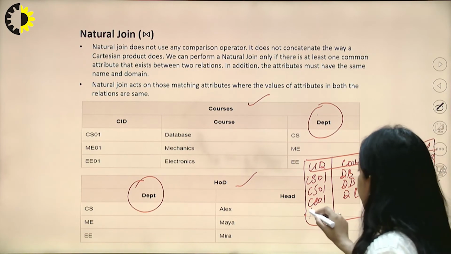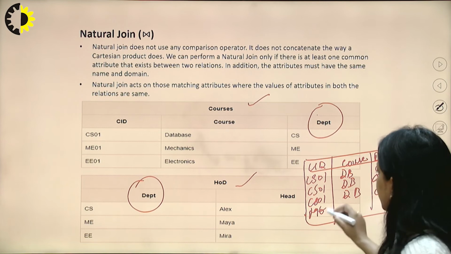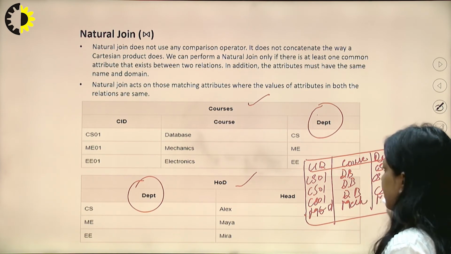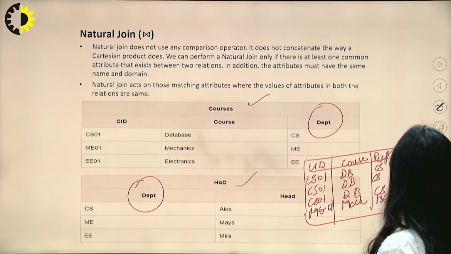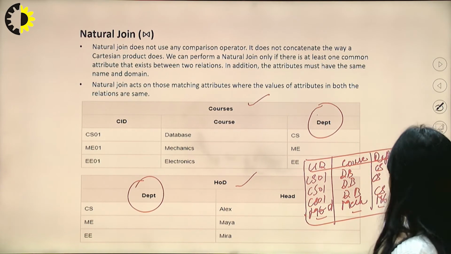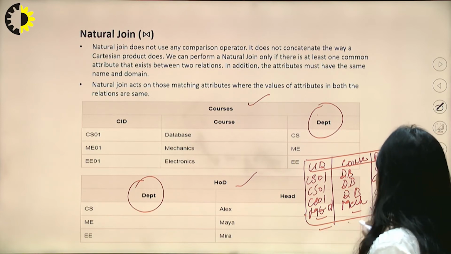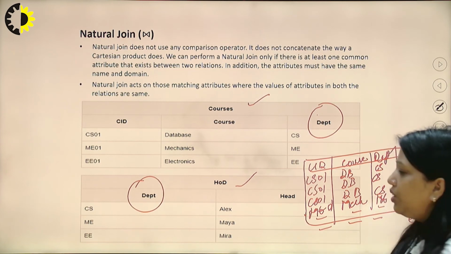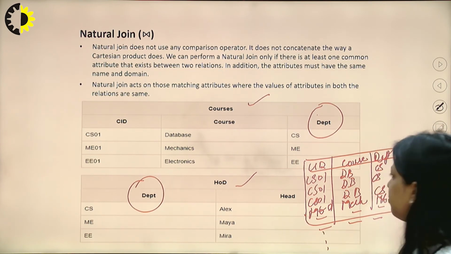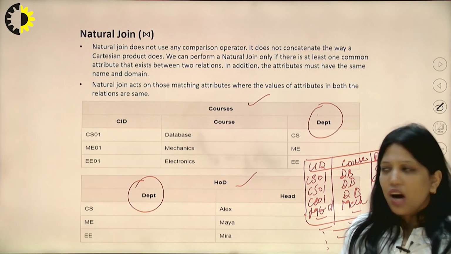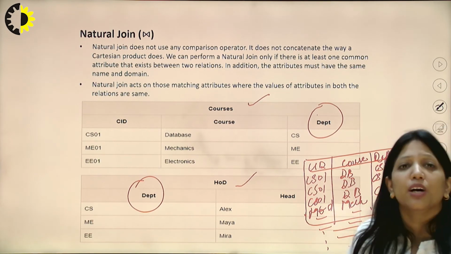In the same way, we apply it for the second tuple of relation 1, that is ME01, mechanics, ME, CS, LX. Then the same, and we get ME, Maya. Then we get electrical and Mira. In the same way, we have three different rows, three different tuples for each. So after applying the Cartesian product, we get this table as an output.